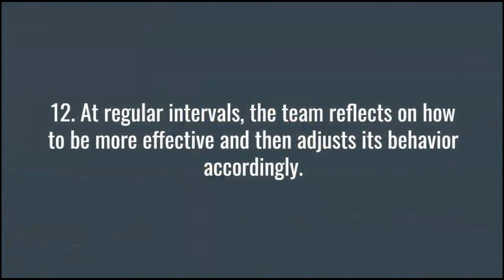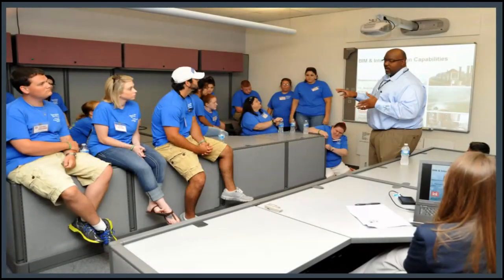Principle number 12. At regular intervals, the team reflects on how to be more effective and then adjusts its behavior accordingly. This time allows the team to reflect and make changes with how it does things. It also prevents the team from doing the wrong thing over and over again. A lot of popular software development frameworks are derived from Agile, such as Scrum, Kanban, and so on. Well, that's all I have about Agile.